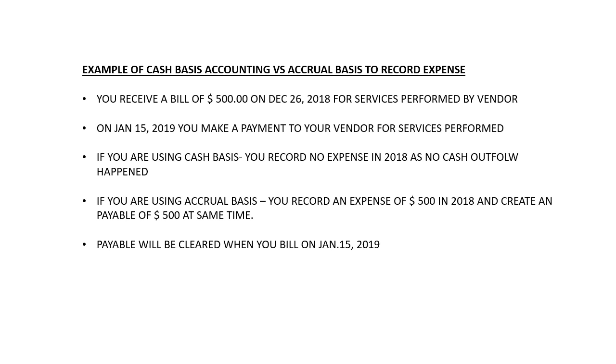The biggest benefit in this example of using accrual basis is that even though you haven't paid the expense of $500, you are still allowed to record an expense of $500 and you don't have to pay tax on up to $500. Once you pay your bill in January 2019, your payable will be cleared accordingly.